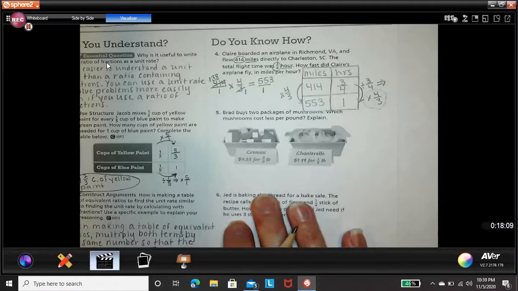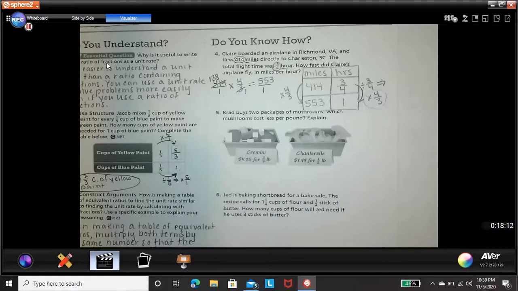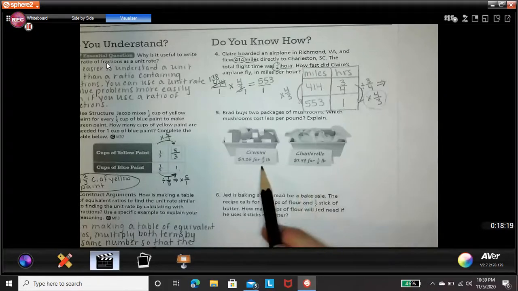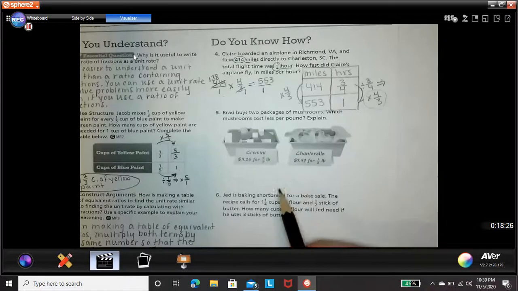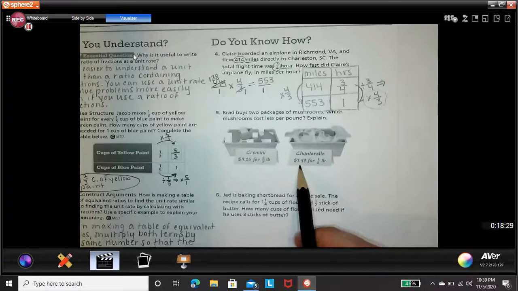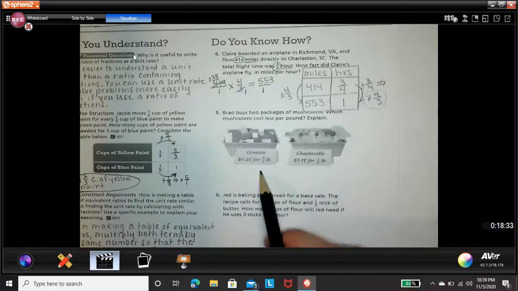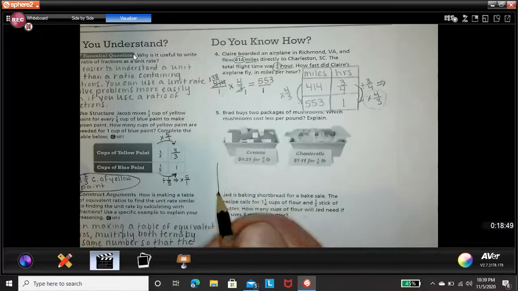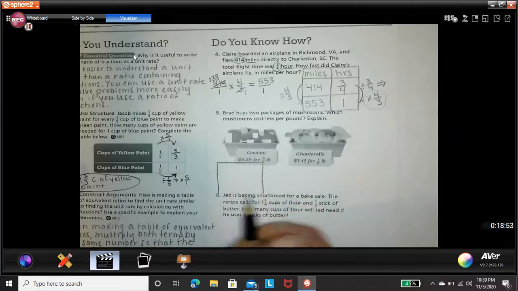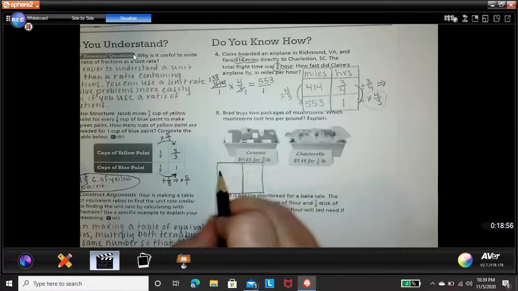Okay, moving to question number 5. Brad buys 2 packages of mushrooms. Which mushrooms cost less per pound? Explain. So it's hard to decide which package of mushrooms is more expensive in the store. And the reason is that you have different dollar amounts, but you're not ordering the same number of pounds. So this one is more expensive, but you're also getting more weight, okay? So you're getting more mushrooms. So what we want to do is convert these both to their unit rates, because if we can compare the cost per 1 pound, we can then see which is more expensive.